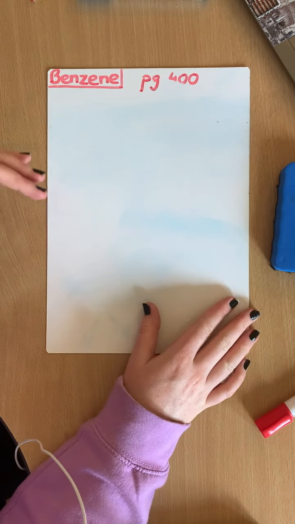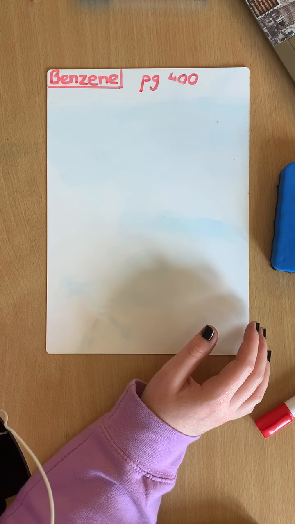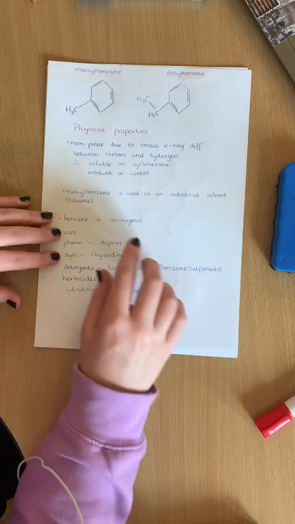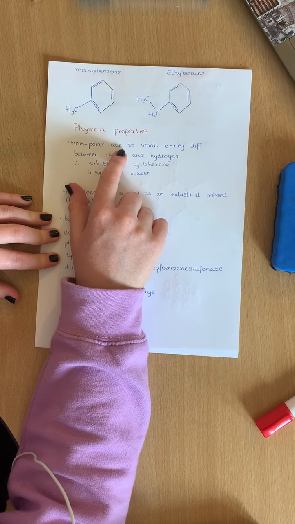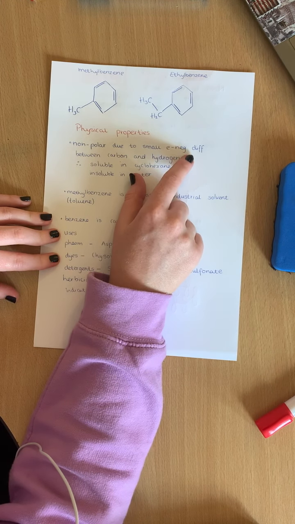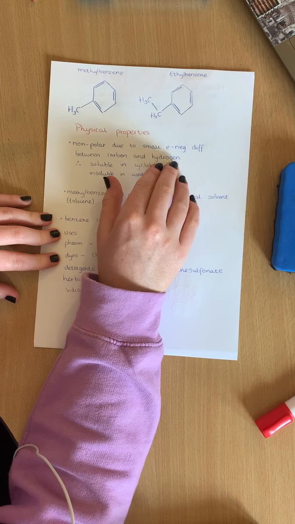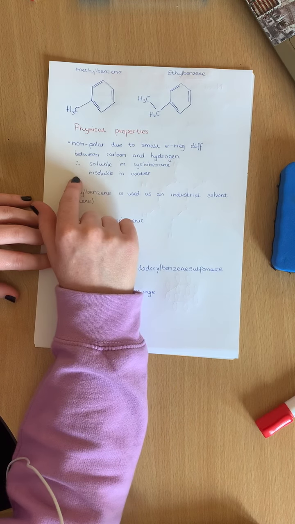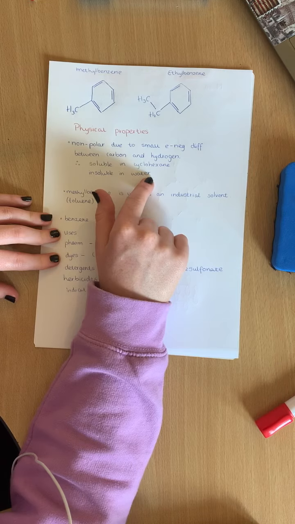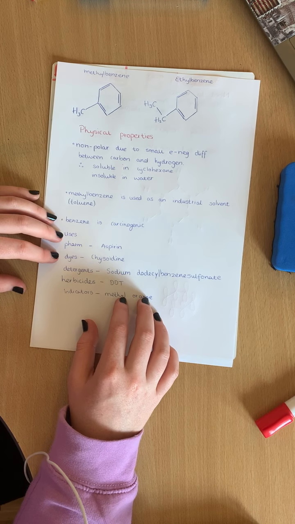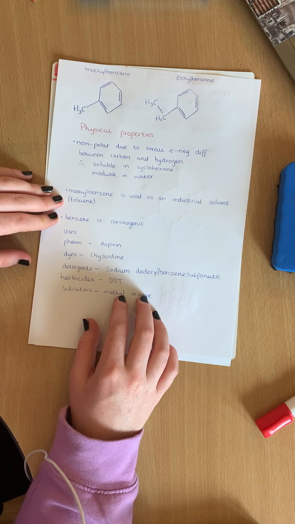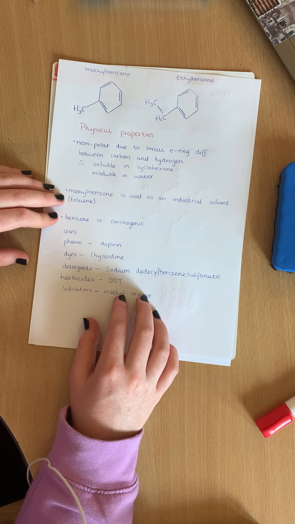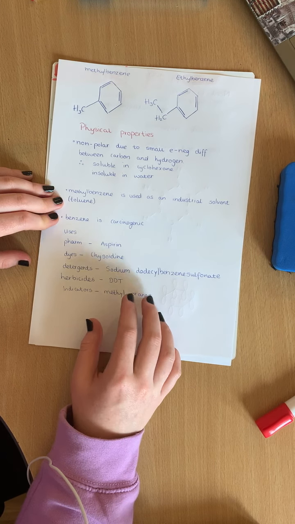Okay, so that's the structure finished, and now we're going to look at the physical properties. I have some of them written out here. The physical properties of benzene. Benzene is a non-polar molecule due to a small electronegativity difference between the carbons and the hydrogens. Therefore, it's soluble in something like cyclohexane, because cyclohexane is also non-polar, and it'll be insoluble in anything that's polar, for example, water. It's also important to note that methylbenzene is used as an industrial solvent, so it's very useful, and another name for methylbenzene is toluene. That's its more common name that would be used in industry.